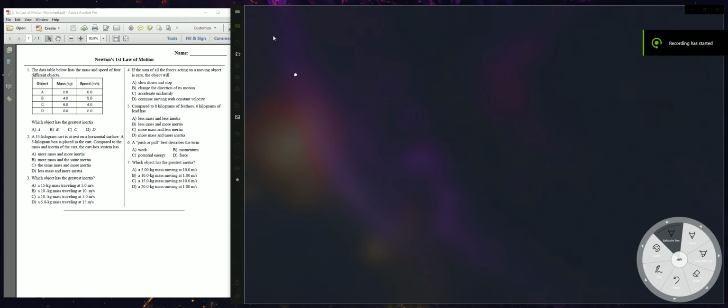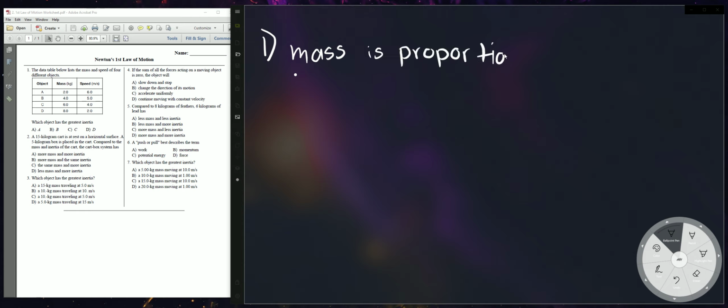Alright, this is just going to be the walkthrough for the Newton's first law of motion worksheet. The question is asking which object has the greatest inertia? Well, we know that mass is proportional to inertia. There's a linear relationship here, or we can call it a direct relationship. Now, speed doesn't matter.